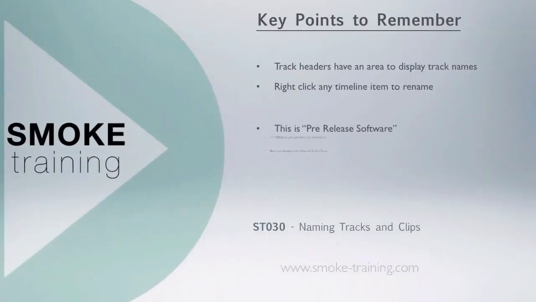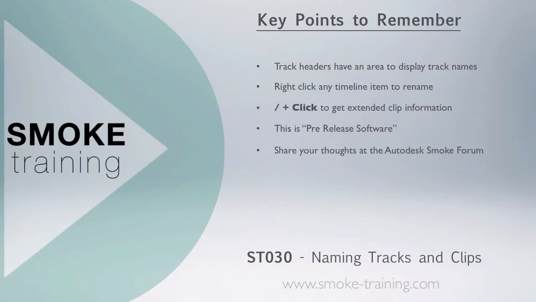Just a reminder about some of the key points covered in this episode. By dragging the dividing line between the timeline and the track headers to the right, we exposed an area where we can rename tracks. To rename an individual element on the timeline, simply select it, activate the right-click menu and choose Rename. By holding down the / key and clicking on any clip in the timeline, media panel or desktop, you get access to the detailed clip information, including comments.